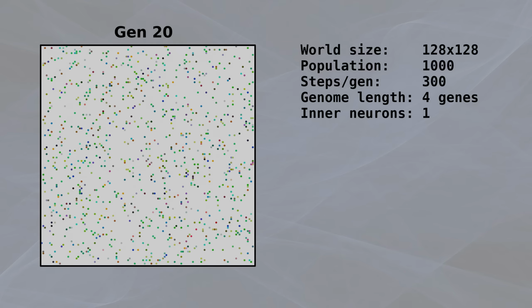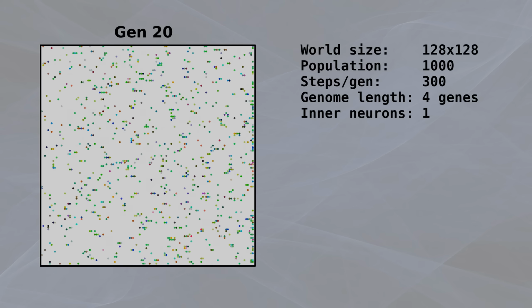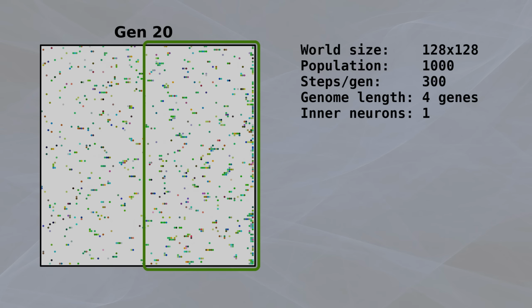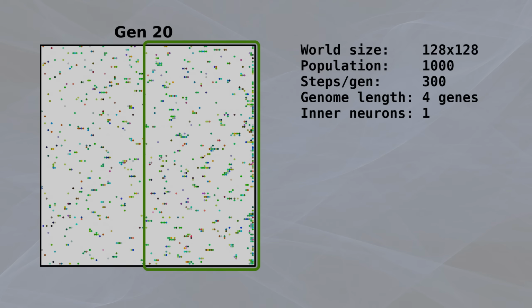Let's move forward to generation number 20. These are the great-great-great-great-grandkids of the original founding population. 20 generations have passed, and now let's watch them. Definitely, we see a tendency for some of the creatures to migrate east. That's kind of interesting. Let's move forward to generation 50.